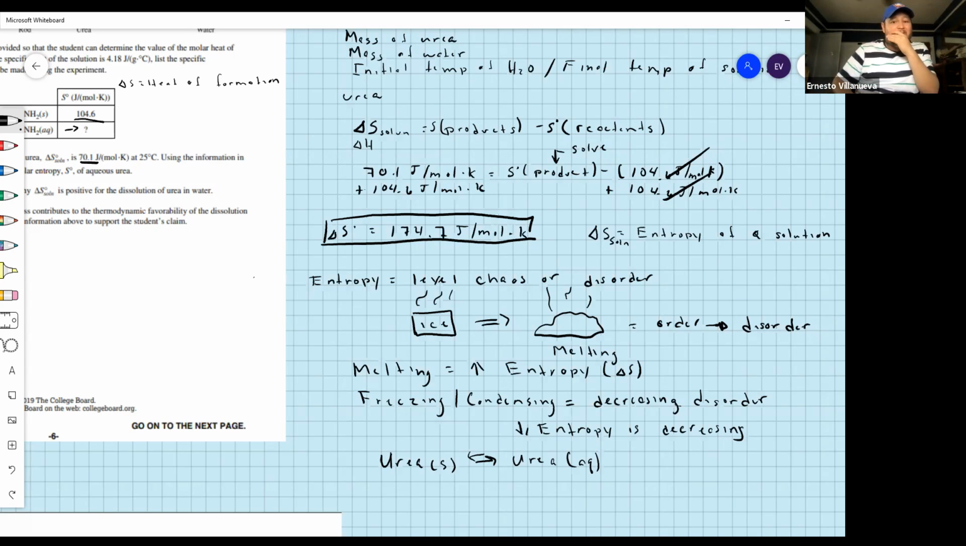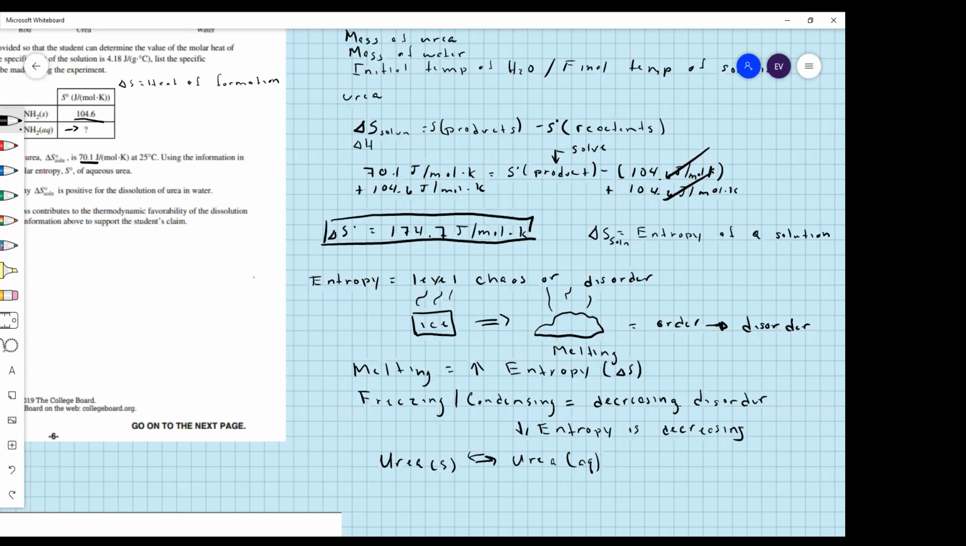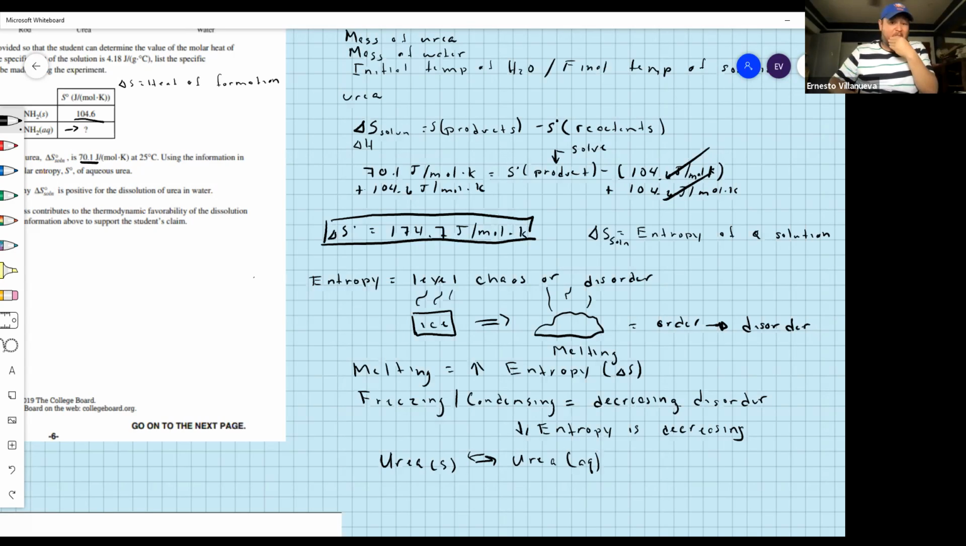You can chat if you don't want to unmute. It's easier to unmute. Yeah.